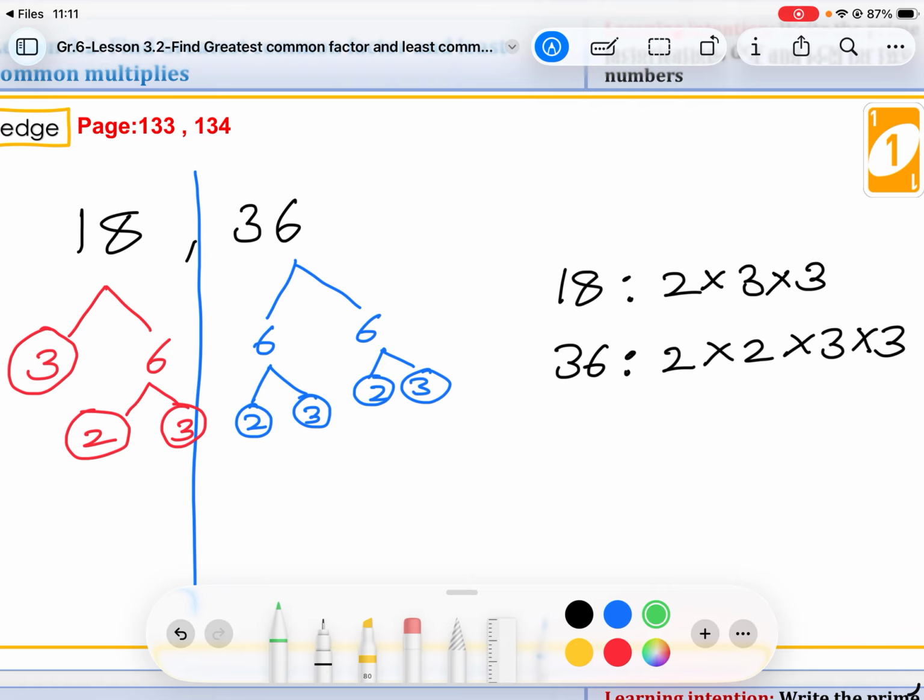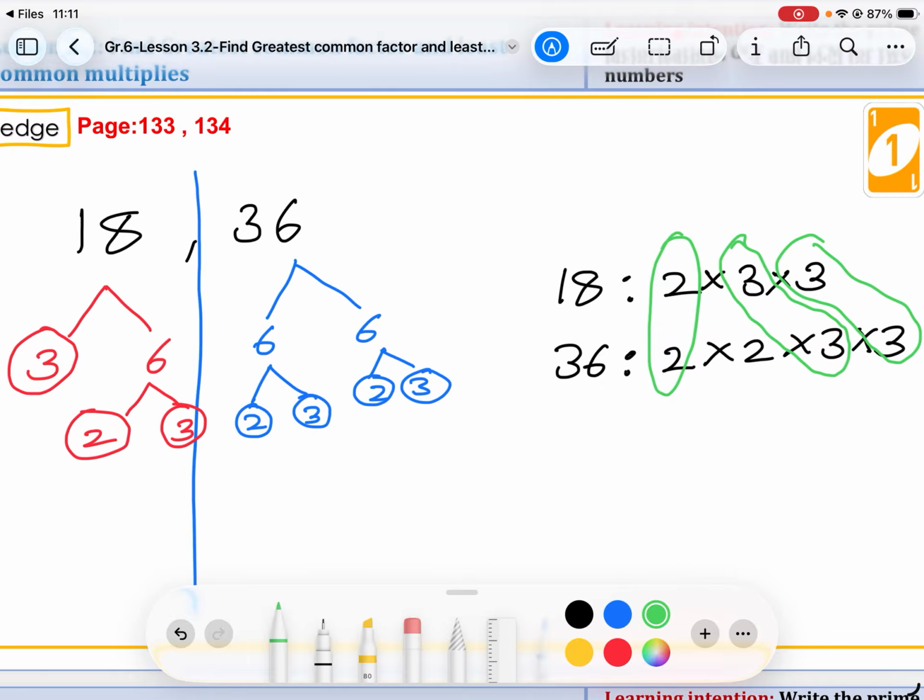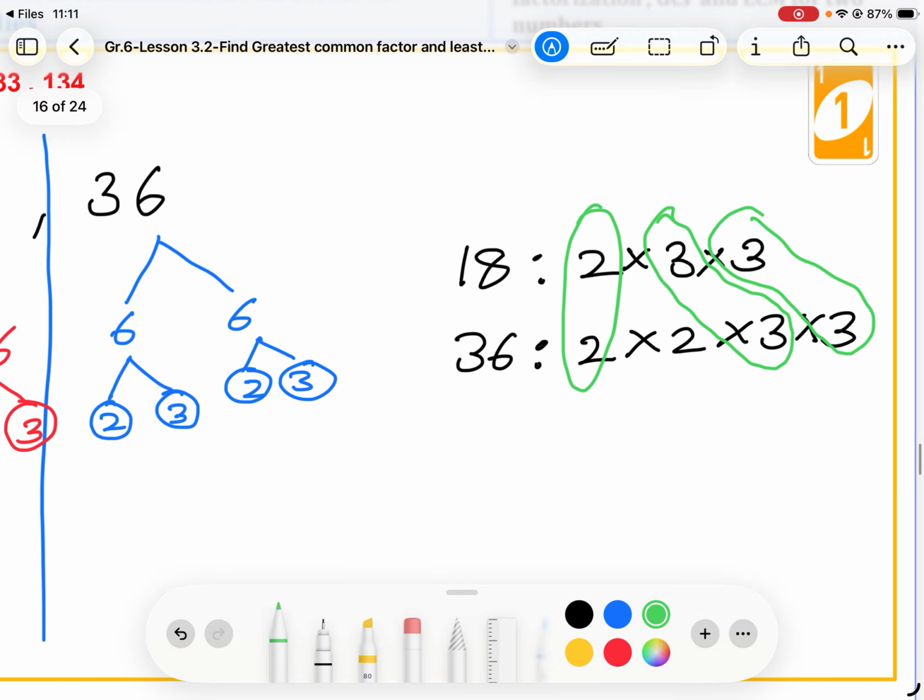Now, I will circle the common. I have 2 in 18. Do I have 2 in 36? Yep, I do. I'm going to circle them. I have a 3 here. Do I have a 3 in 36? Yep, we're going to lock them in a circle. Now, I have another 3 in 18. Do I have another 3? Yep, we got matching besties. Now, here I have the poor 2 left alone. No besties, so we're just going to leave it.